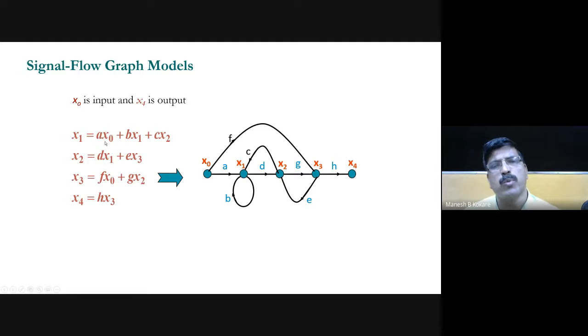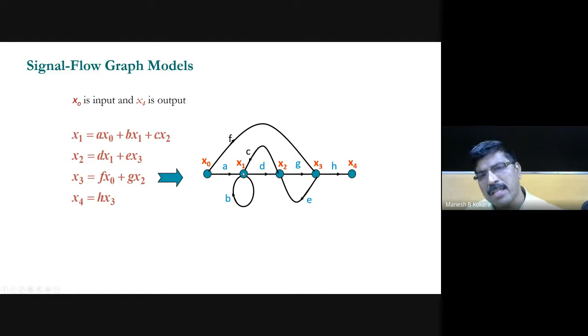For x1, the signal coming from x0 gets multiplied with a, so this part is drawn here. At node x1 there is a self loop having a gain equal to b. So this part is over. Now there is one more signal coming from x2, having a gain equal to c.